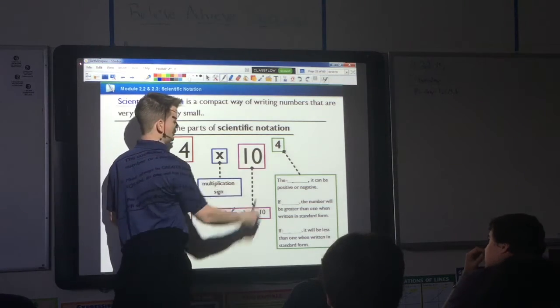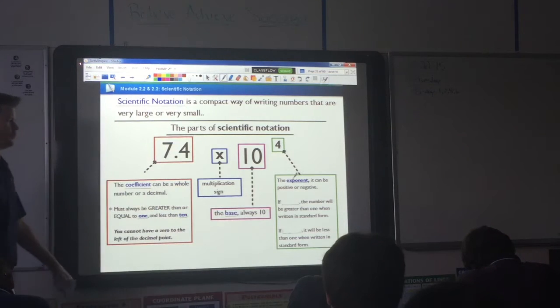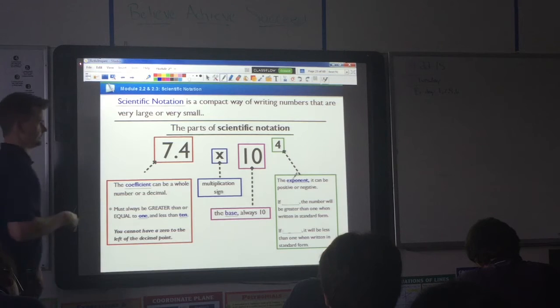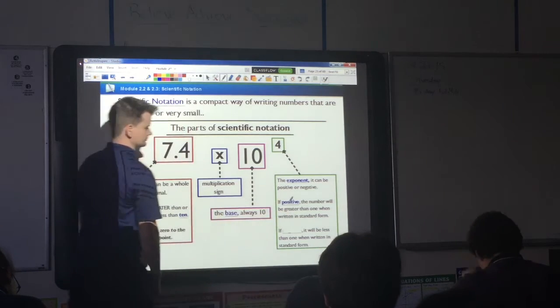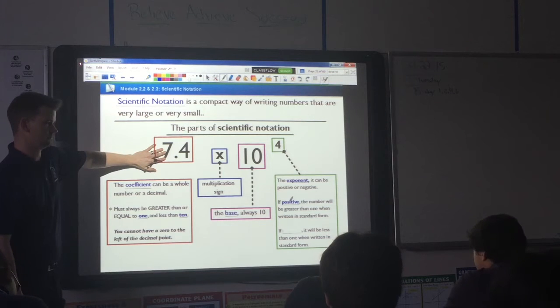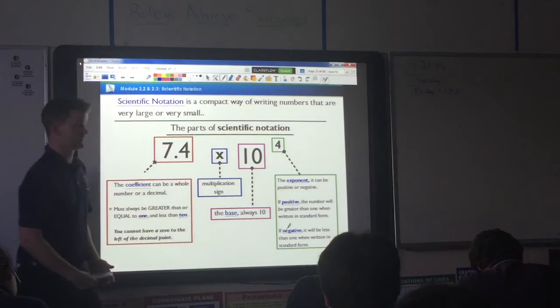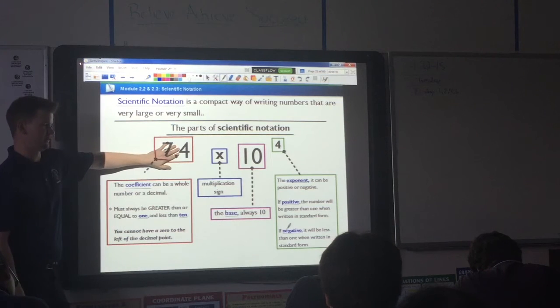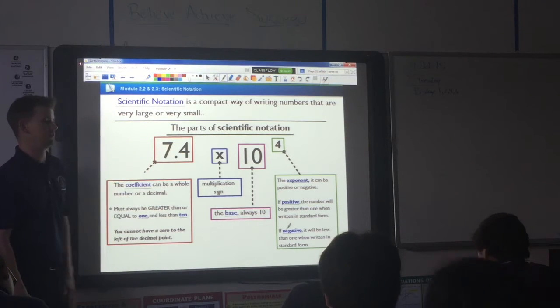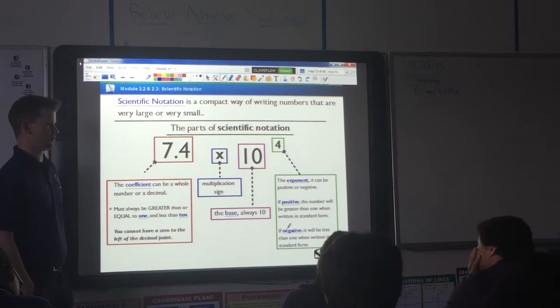Your base will always be 10. And the very last thing, what are these called? Exponents. You're going to have an exponent, and very important, it can be positive, or the exponent can be negative. If it's positive, our coefficient, when written in standard form, will be greater than 1. If it's negative, when we write our coefficient in standard form, it will become less than 1. And that's what we're going to go through today. Right now, just writing the different parts.